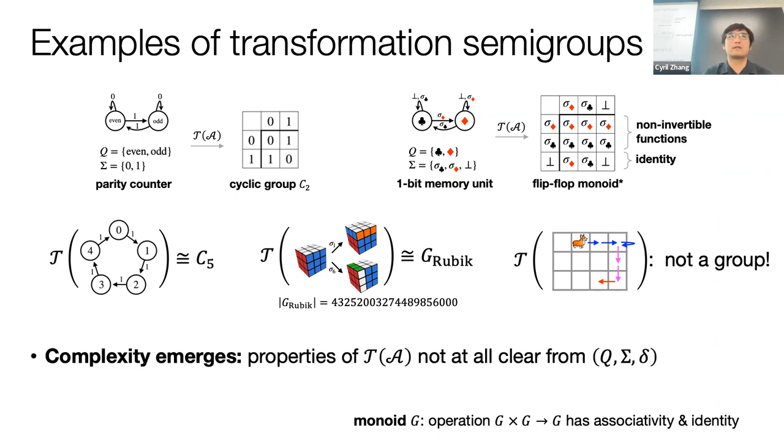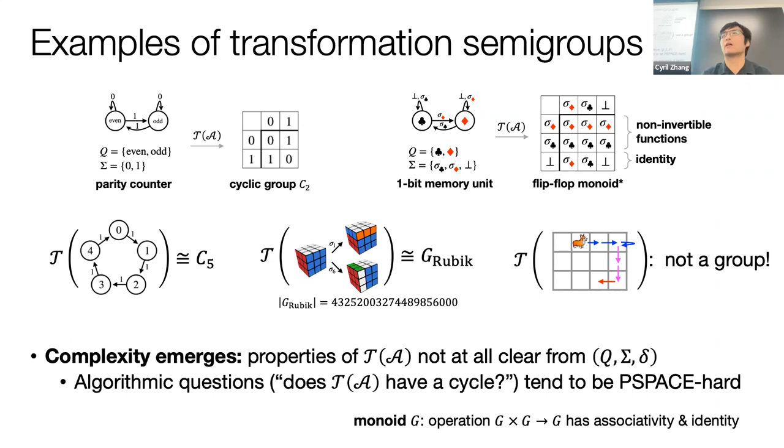Right, and so, as I mentioned, the properties of the transformation semigroup are not all clear from the description. And indeed, there are lots of algorithmic questions you could ask. For example, is there some sequence of inputs that does the same thing as identity? These are actually PSPACE-hard search problems. But we're only going to talk about simulation, right? We're only going to talk about execution of some known deterministic algorithm and learning that from data. Okay, so now, in this whirlwind tour, let's move on to circuit complexity.